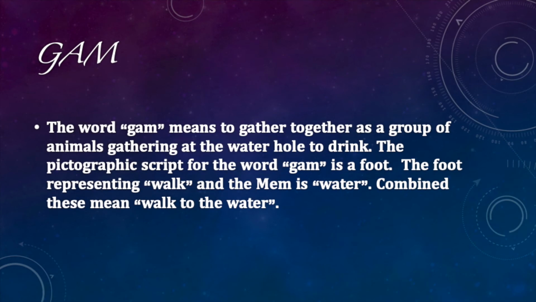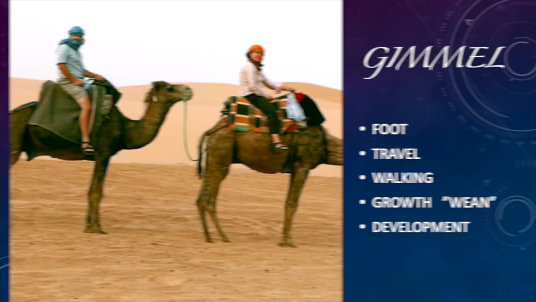The next letter we're going to talk about is the gam, which is where we get our word gamel, okay? So the gam means to gather together as a group of animals, you know, gathering at the water hole to drink. When I thought about this letter, I thought about when they were looking for a bride for Yitzchak. You know, they found Rivka, and she was watering some camels at a water hole, right? And so that kind of reminded me of that. And pretty much, the camel represents the letter gamel, okay?